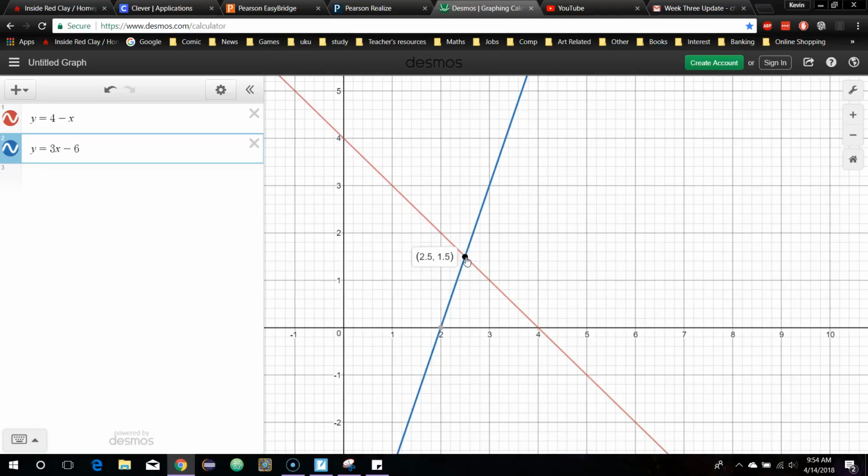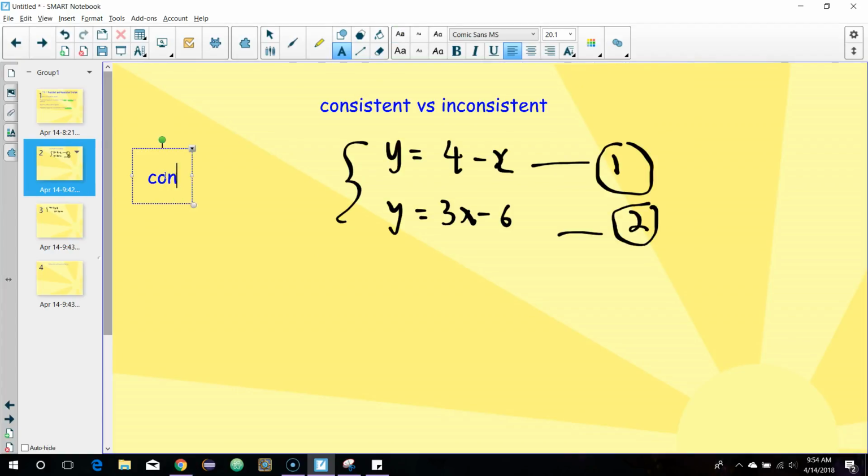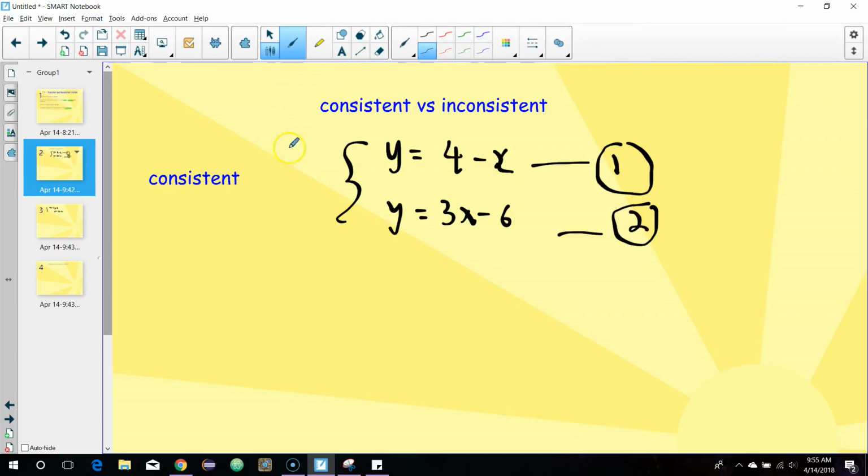If we go back to the definition of a consistent system, it says you are going to get one or infinitely many solutions. If you draw it, there's one solution. In this scenario, we have 2.5 and 1.5, which means we actually have a solution. So this is a consistent system. Easy, because we can just draw it out, and one point of intersection is consistent.